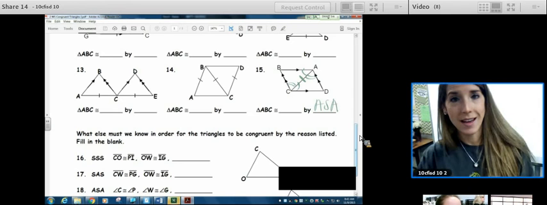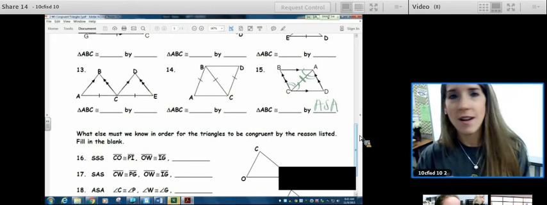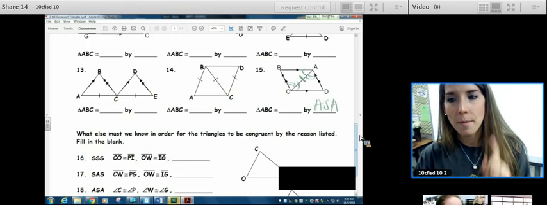Those parallel markings do not mean congruent. This is not side, side, side. Those do not mean that there's a tick mark. It just means that there are some congruent angles.